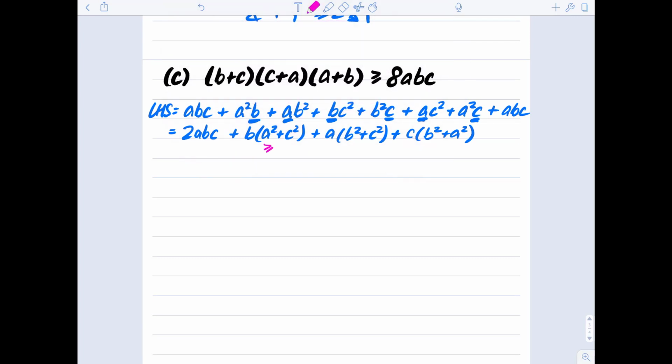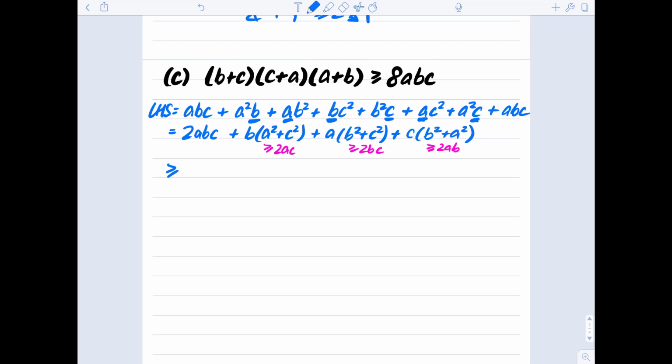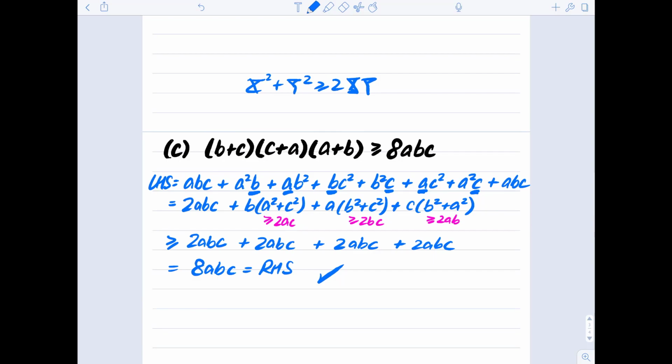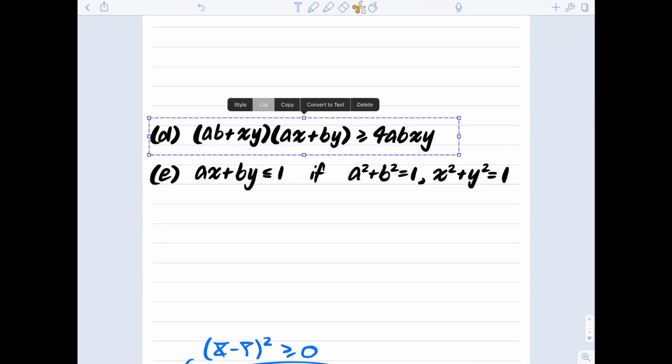And once again, just follow Cauchy's inequality, second case. A squared plus B squared bigger than 2AC. B squared C squared bigger than 2BC. You'll write it out properly, of course. I'm just cheating. 2AB. And therefore, this is larger equal to 2ABC. There's another 2ABC. There's another 2ABC. There's another 2ABC. There's 4 of these. It's 8ABC, which is my right-hand side. Nice. Left-hand side bigger than equal to right-hand side. Cool. Now, D.